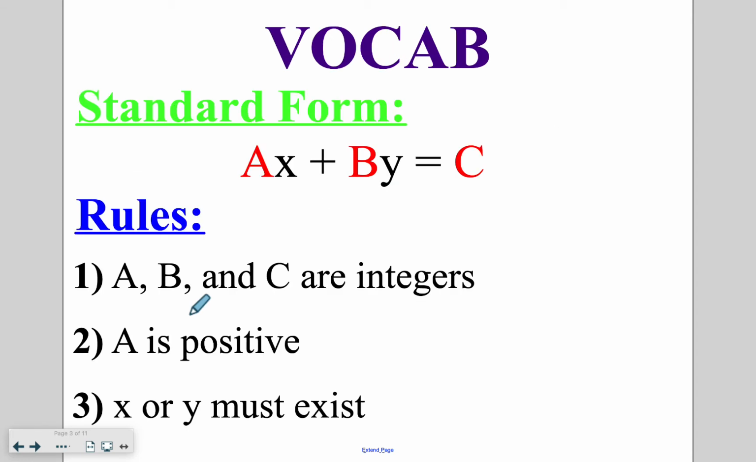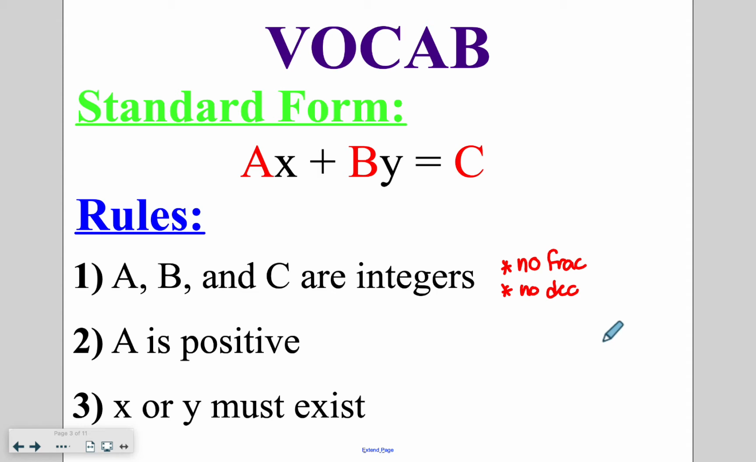This is our last format for linear equations, and it's written as ax plus by is equal to c. So we have a number times an x, a number times the y, and then it's equal to a number. There are three rules about this. The first rule is that a, b, and c all must be integers. So what that tells us is there are no fractions and there are no decimals allowed in this format of the equation.